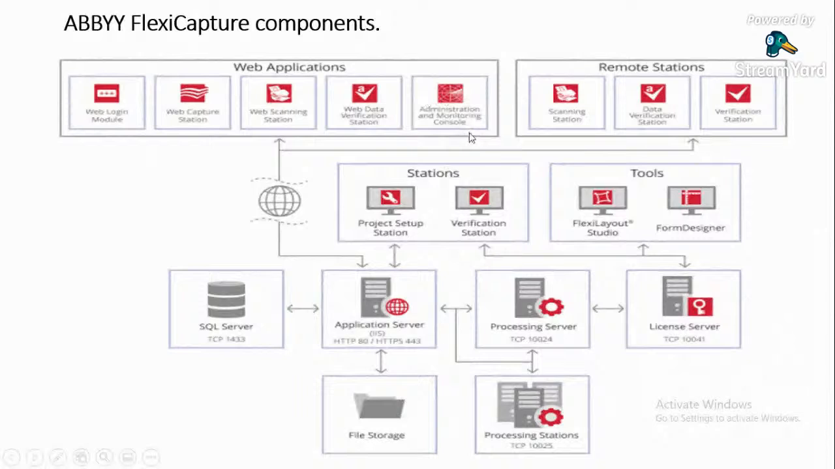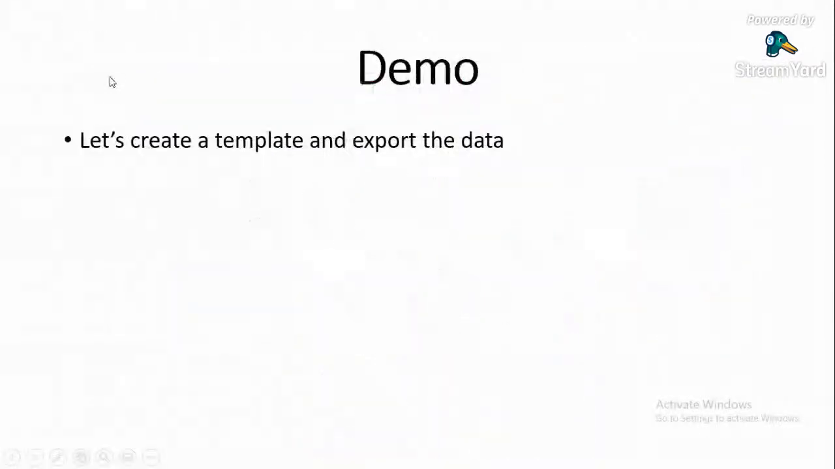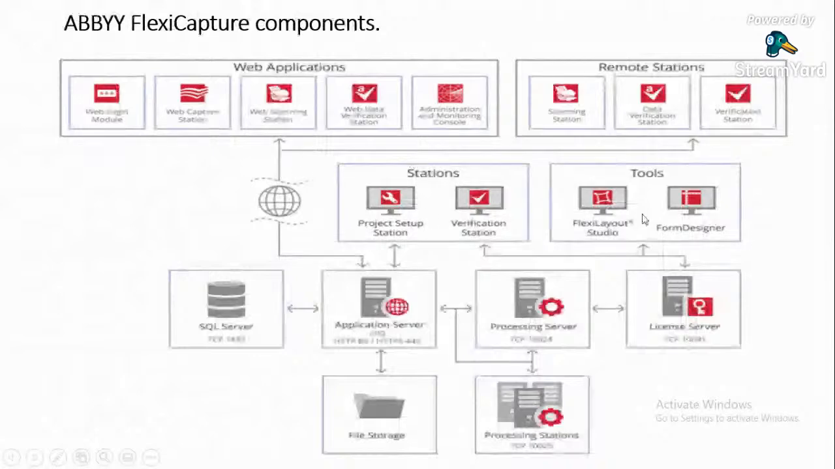And in the administration and monitoring console, here we will be able to monitor how many processes and how many batches have been created, and in the batches, how many were successfully processed and how many went to exception. So all this can be configured in the web application. This is the set of the web application, and we also have separate components for the same actions as a standalone. In the standalone, we have the project setup station and verification stations, and the tools: Flexi Layout Studio and the form designer.